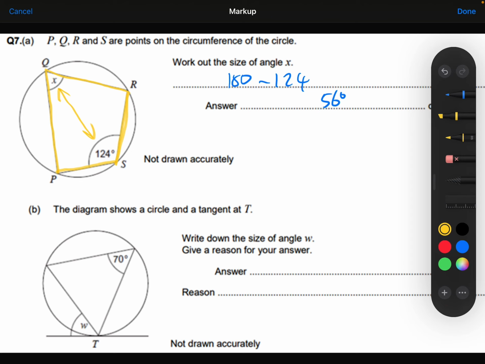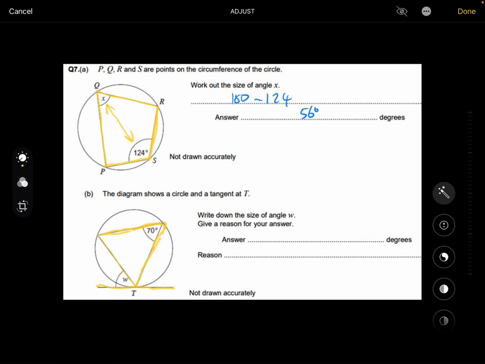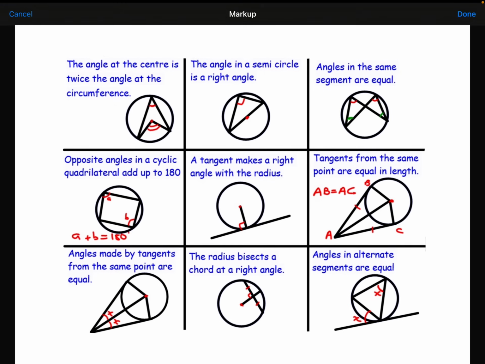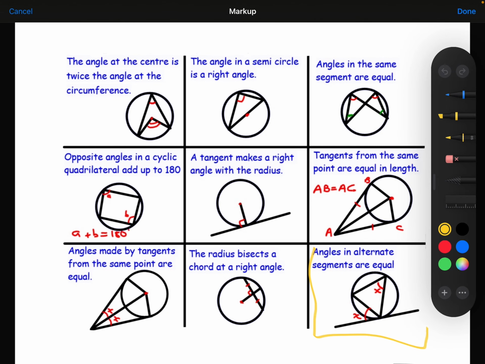For part B, the diagram shows a circle and a tangent. Here's our tangent. We can see that we've got a chord at that tangent, and that is subtending the angle of 70 degrees. Let's remind ourselves of the circle theorem involved here. It's this one, the alternate segment theorem.